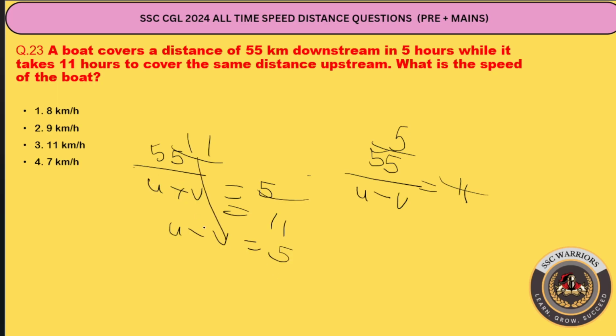Subtract and add. 2u is equal to 16. U is equal to 8. The speed of the boat is 8 km per hour.